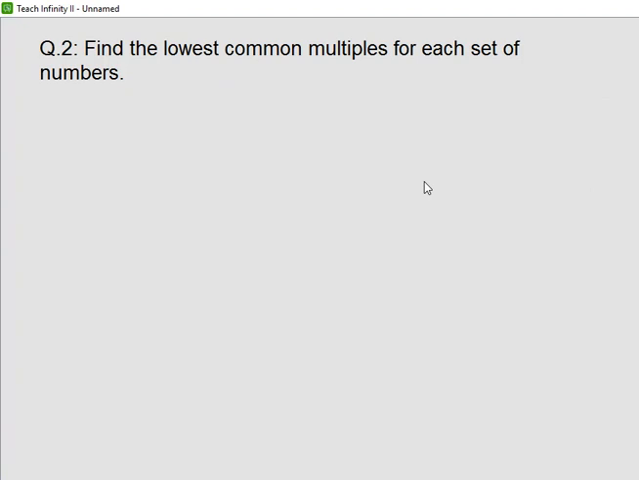Okay, now we have question number 2. Find the lowest common multiple for each set of numbers. There is a difference between lowest common multiple and common multiples. In the first question, we are finding all the common multiples between two numbers. And here we have to find just only the lowest common multiple, the first common multiple. That is called LCM.